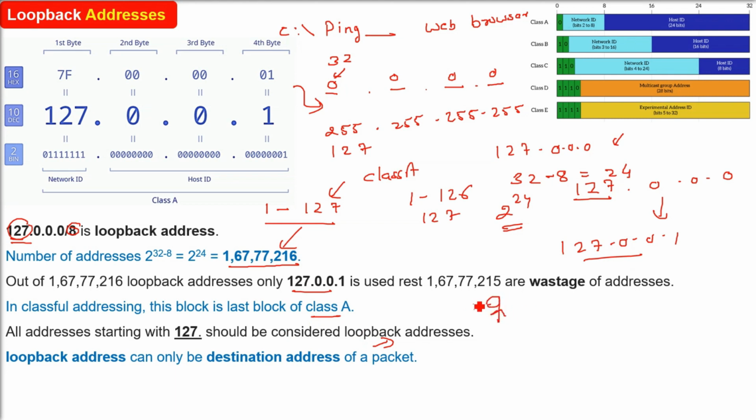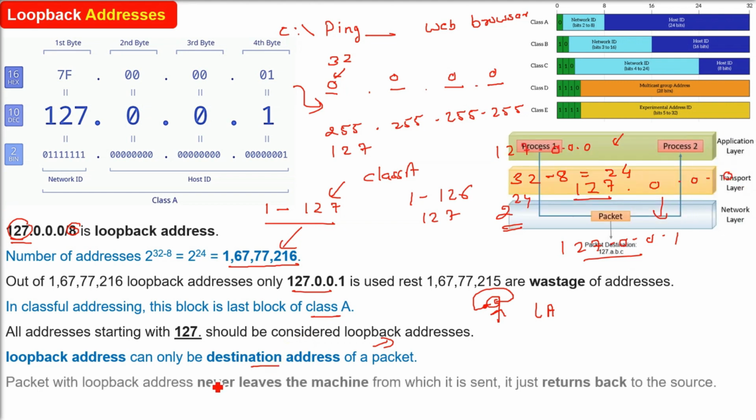If you want to send a packet with this loopback address, it will not go anywhere. You are speaking, you are listening. That is, with the loopback address you are speaking and you are only listening. That means a packet with the loopback address will never leave the machine from which it is sent. It will go to the TCP/IP stack of the same machine, through all the layers, and will be given back to the same machine. It will not even go outside your computer.